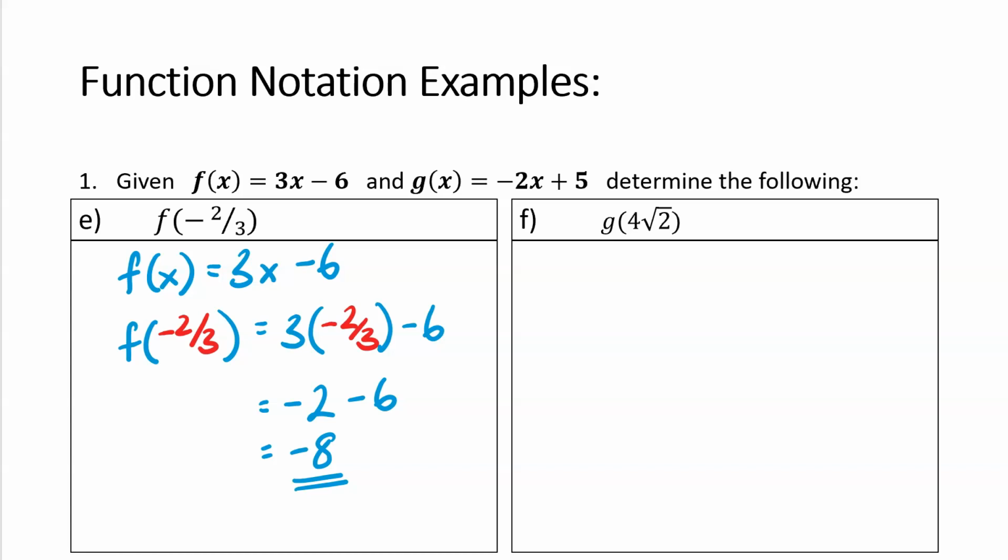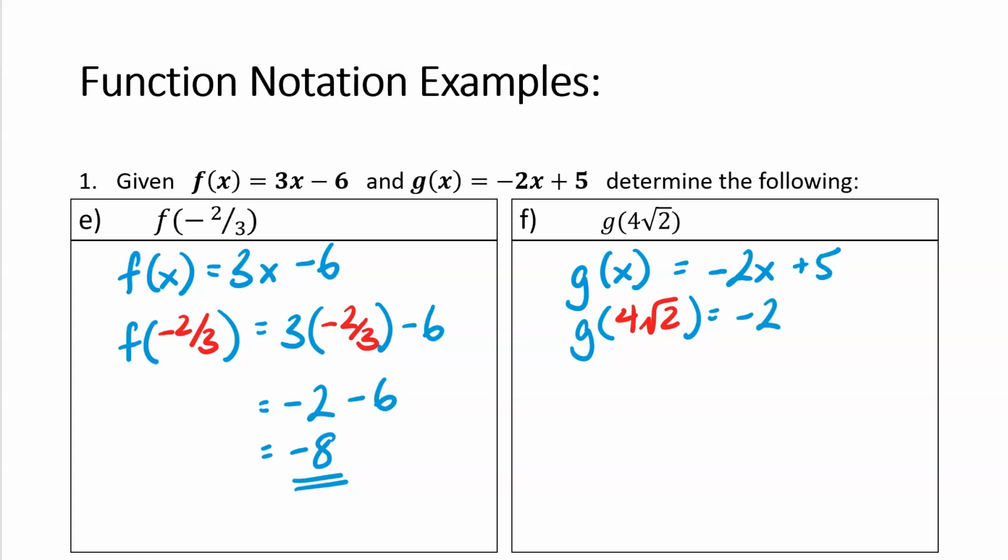For g when x is 4√2, we'll start with our function, g of x equals -2x plus 5. We want to figure out what g is when x is 4√2. So we just substitute 4√2 every time we see x. So let's evaluate this now.